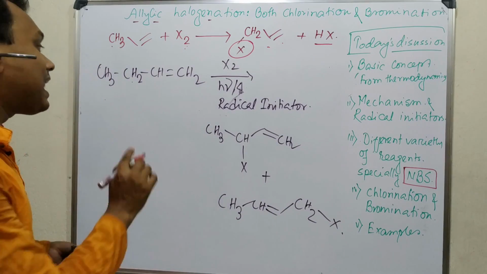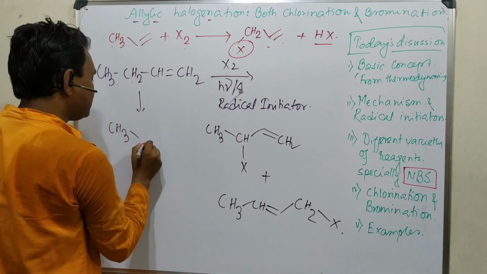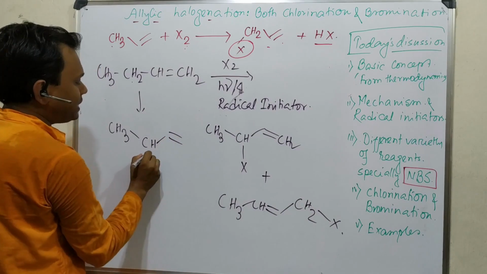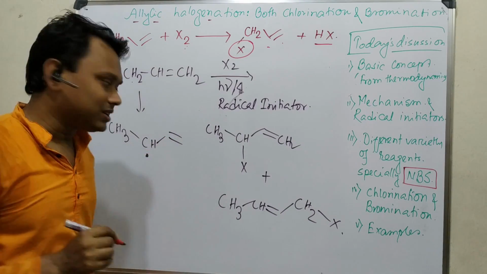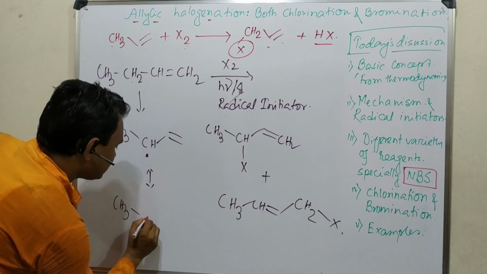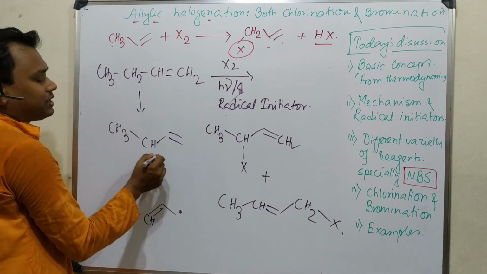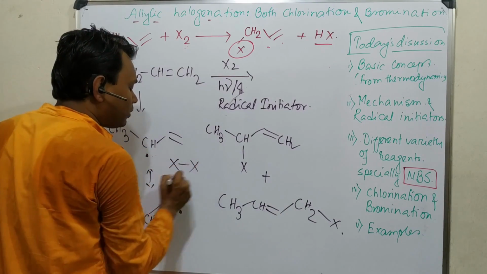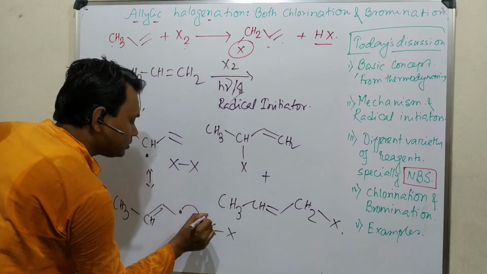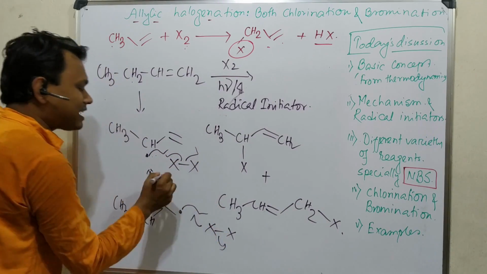Just think about the allylic radical. So what will it produce? It will initially produce the allylic radical. This radical, as I told, can undergo resonance. So it can undergo resonance, meaning CH3, this CH double bond this. Now this can react with X to prepare the same. So here this will attack and here this will attack. That's why there are two products.